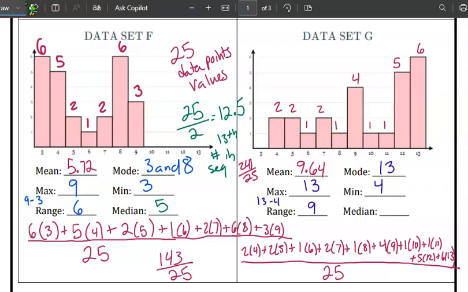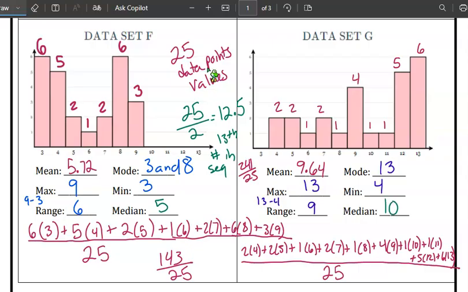The most common value is 13, which is also the largest value, the maximum. The minimum in this case is 4. The range would be the difference between those two, which is 9. Now pause the video and find the median.